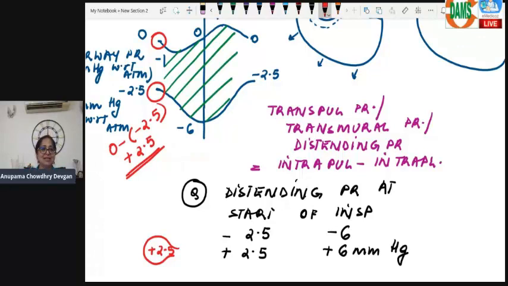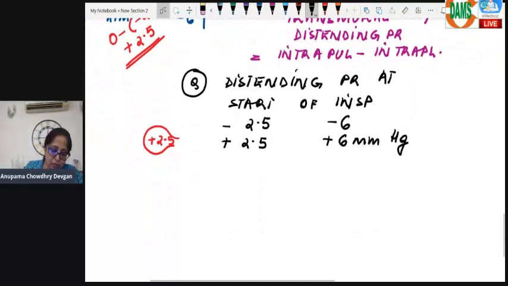This is what you mean by distending pressure. Even at the start of inspiration, before you actually bring air into the lungs, the alveolus is distended with a pressure of plus 2.5. Alveolus is not collapsed. At the start of tidal inspiration, before I take in air, the alveolus is distended with a pressure of plus 2.5.